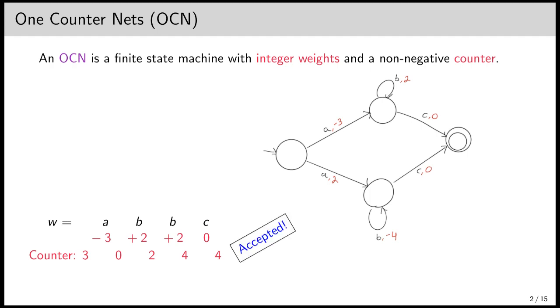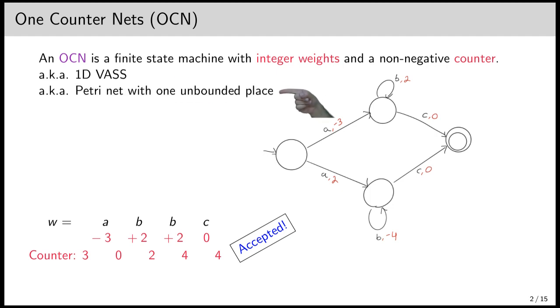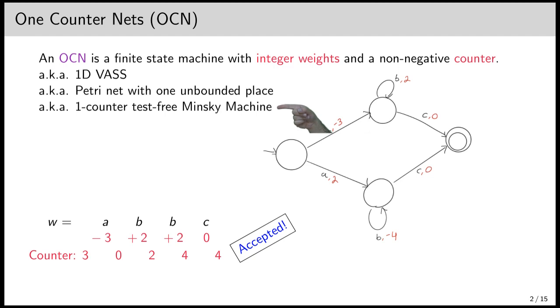We say that a word W is accepted by an OCN with initial counter S0 if there is some run on the word W, starting with counter value S0, that ends in an accepting state. So in the example, W is accepted with counter value 3, but observe that it is not accepted with counter value 2 or lower. OCNs are also known as one-dimensional vector addition systems with states, as Petri nets with exactly one unbounded place, as Minsky machines with only one counter and no zero tests, and as push-down automata with a single-letter stack alphabet, so they are well studied in many contexts.